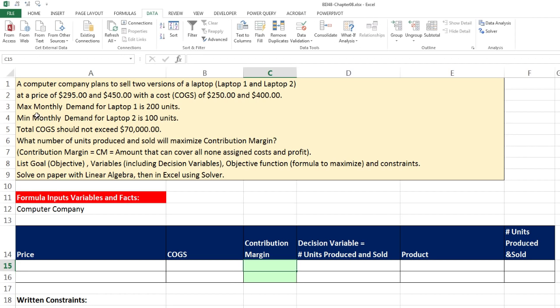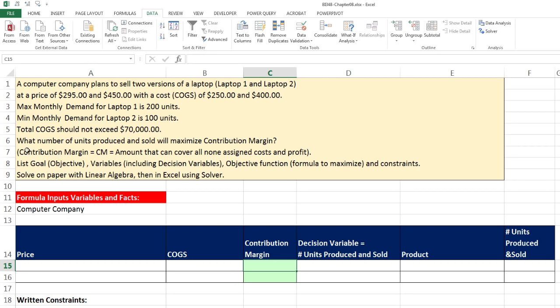Now, the first constraint is the max monthly demand for laptop 1 is 200 units. The min monthly demand for laptop 2 is 100. That means we already signed a contract. We have to sell 100. And our total cost of goods sold cannot exceed 700,000.